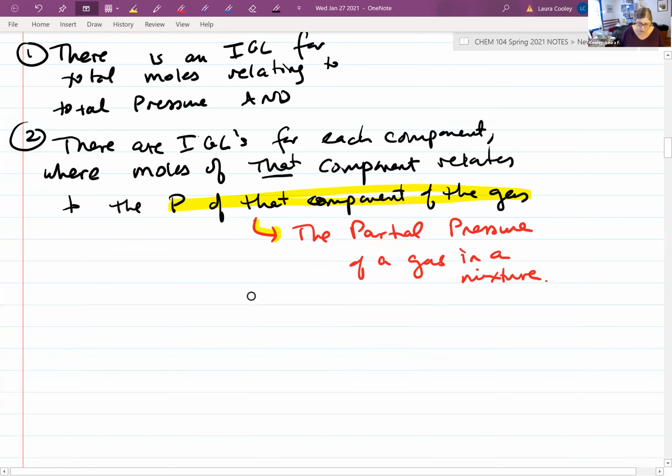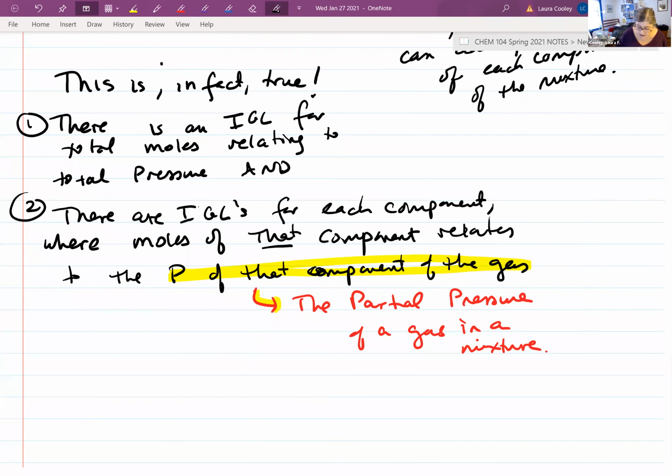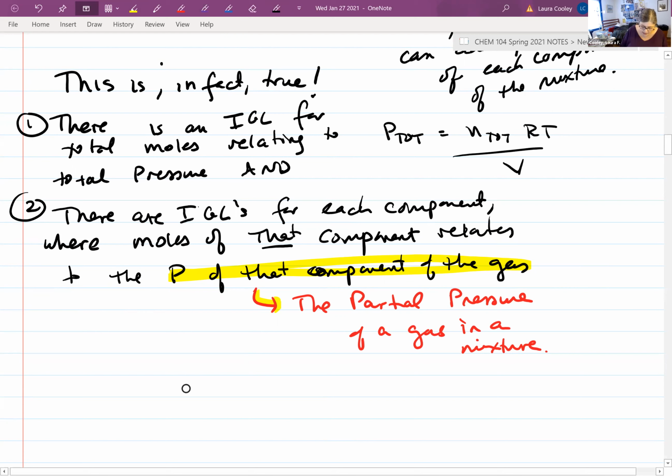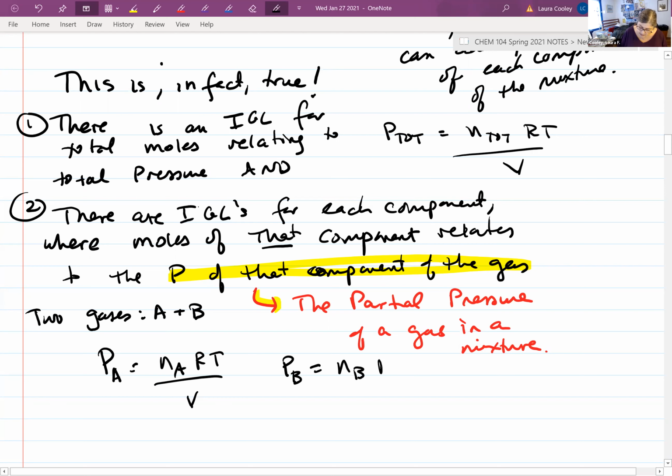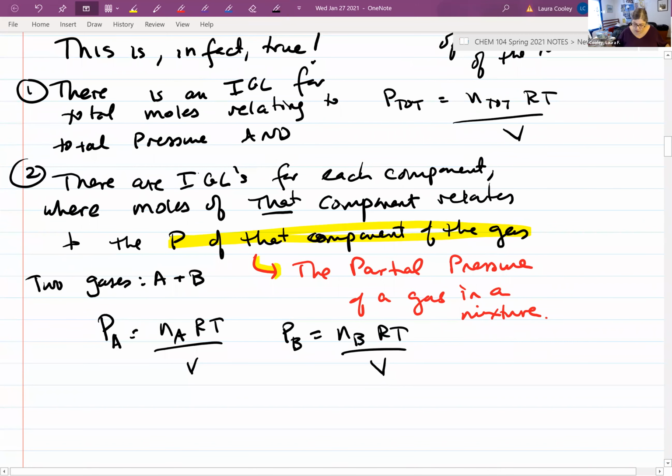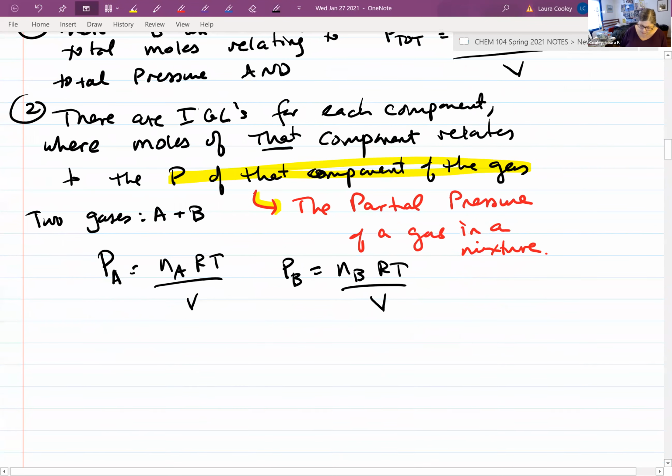Okay, so what do these relationships look like? They look just like the ideal gas law. P total is N total RT over V. And say we have 2 gases, let's just call them A and B. PA is NA RT over V, and PB is NB RT over V. So we can use the ideal gas law for total moles and for moles of each, and we call each of these partial pressures.